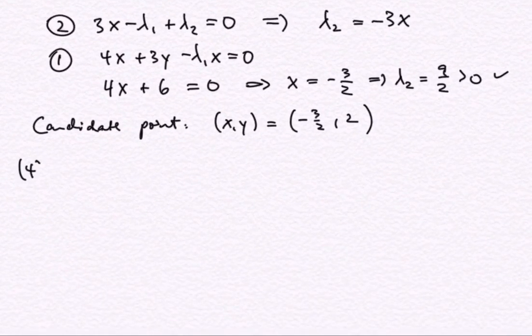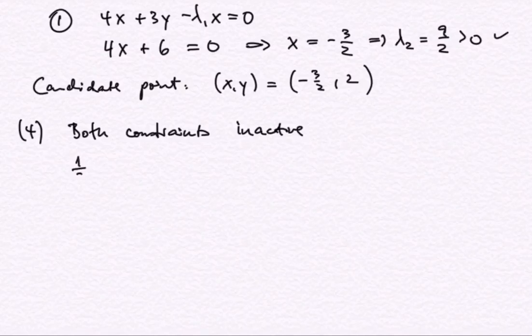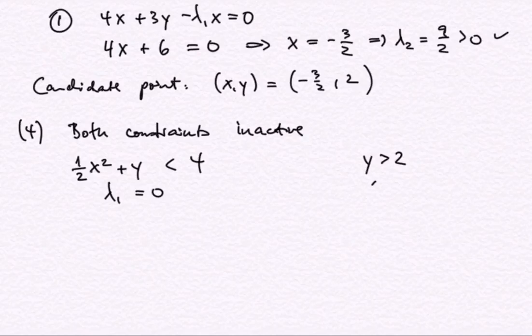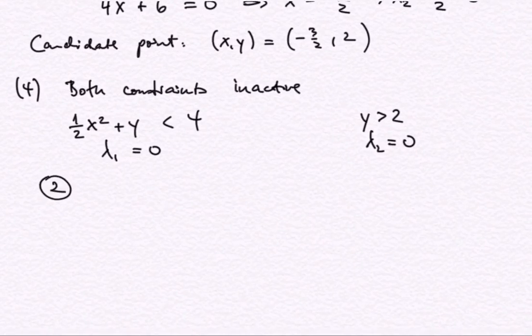Last case, both constraints are inactive. Slack, not binding. 1/2 x squared plus y strictly less than 4, and thus lambda 1 equal to 0. Y strictly larger than 2, and thus lambda 2 equal to 0. I go into condition 2, which now only reads 3x is equal to 0 because lambda 1 and lambda 2 are equal to 0. This means that x is equal to 0.